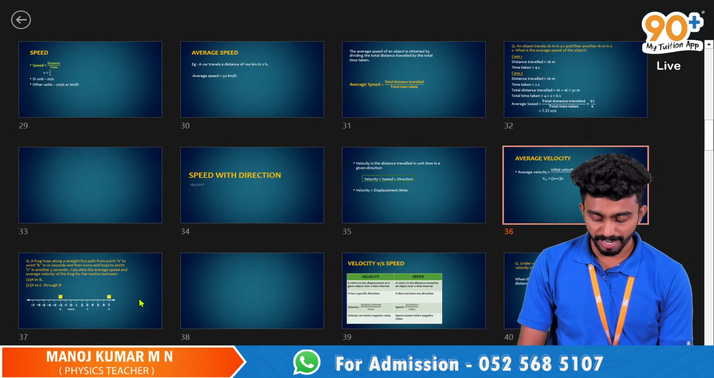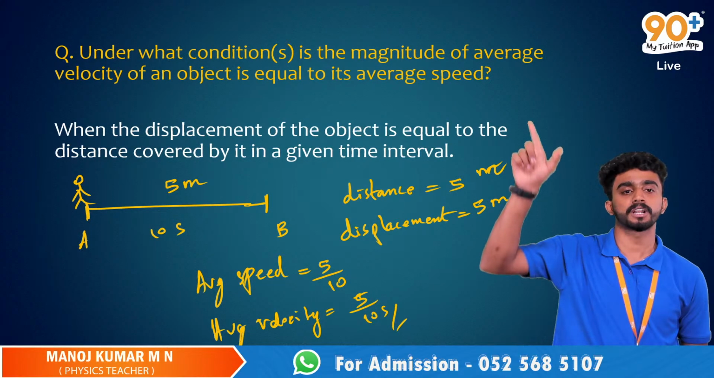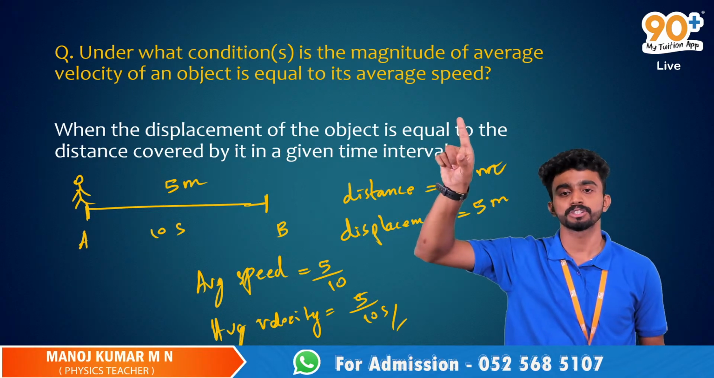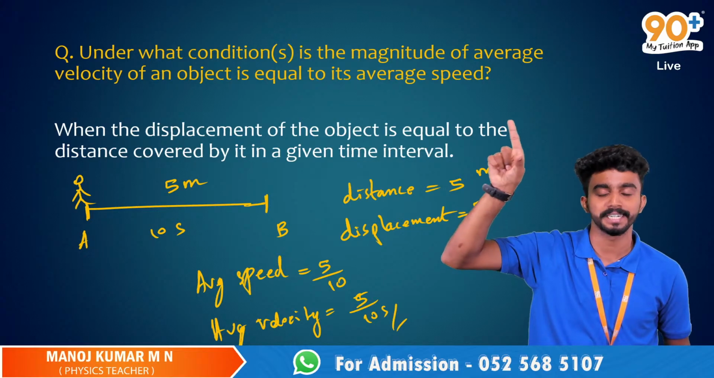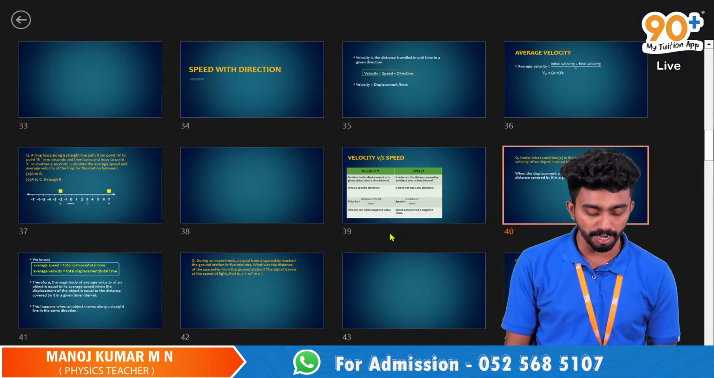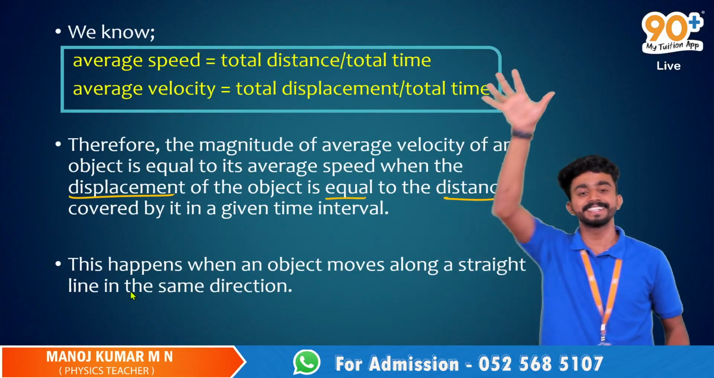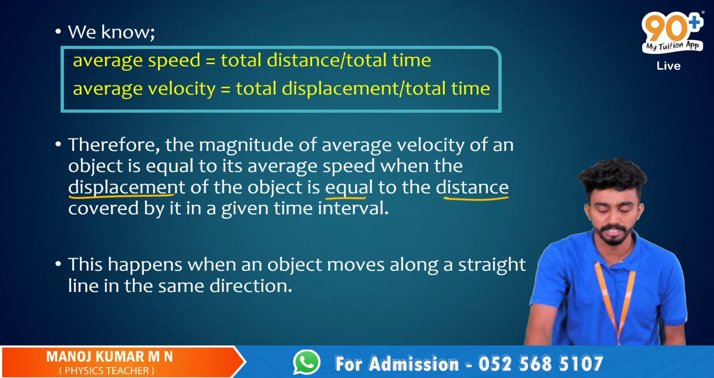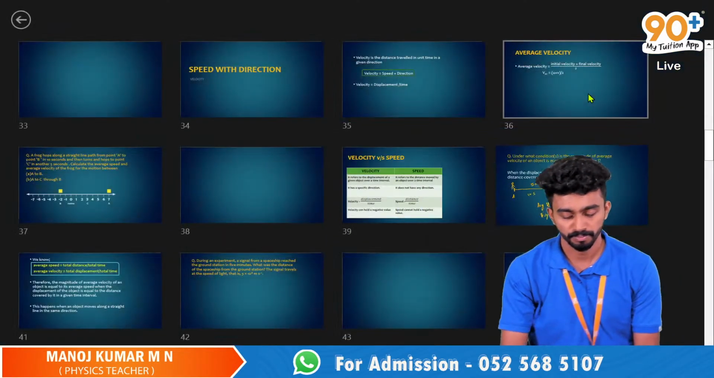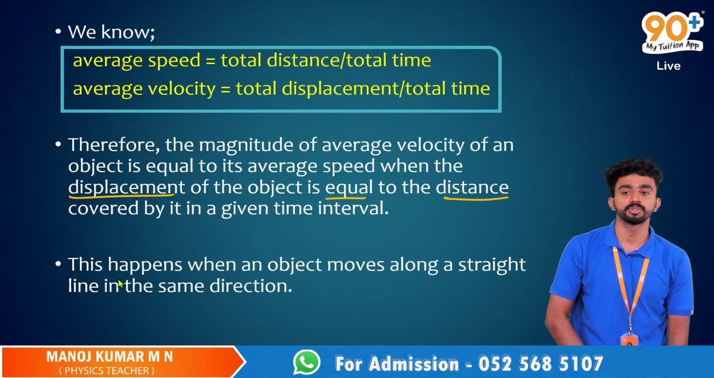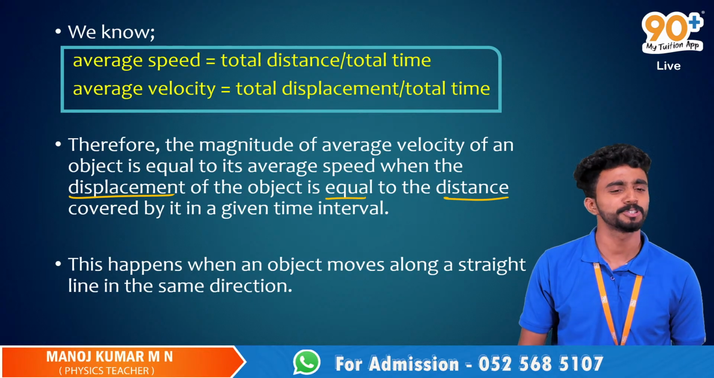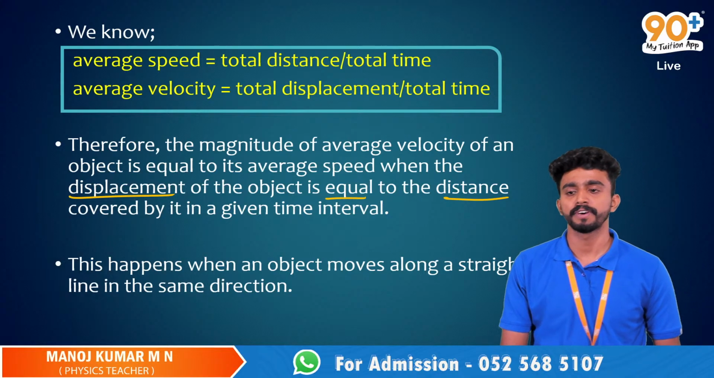Some of you are asking for the answer to this particular question: under what conditions is the magnitude of average velocity of an object equal to its average speed? This is the question, this is the main answer, and the remaining part is this particular answer. This is the detailed explained answer, and this is the shortest answer for it. Got it, everyone? Fine. Those who didn't note it down yet, please do note it down. Important, such questions will come for sure in your final exams.